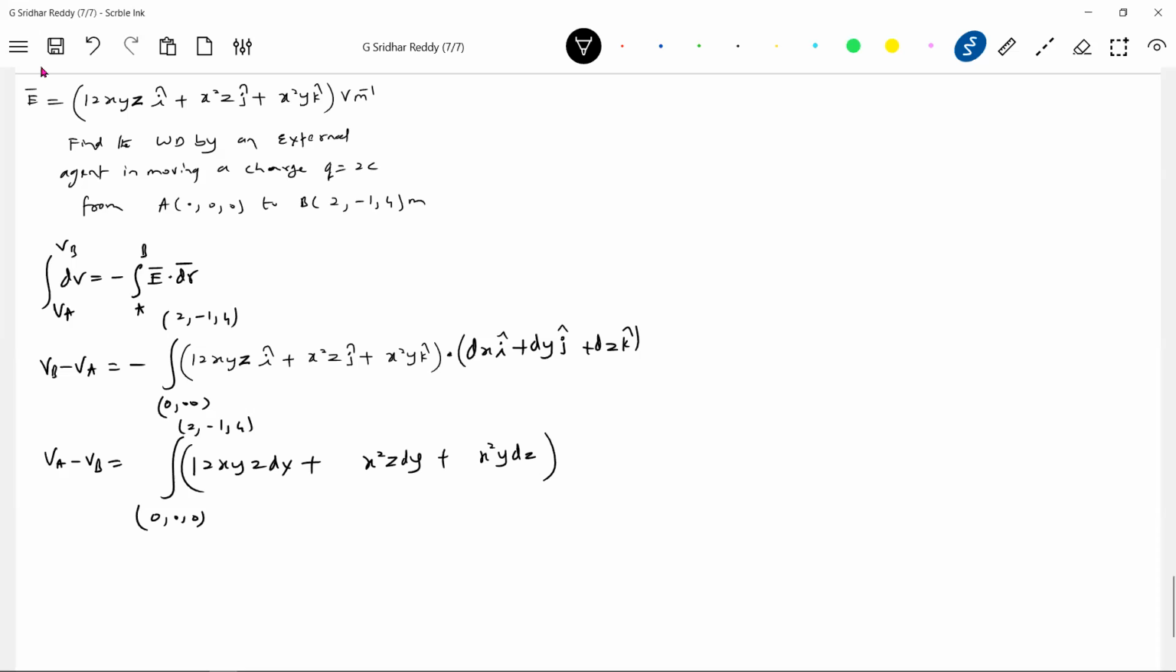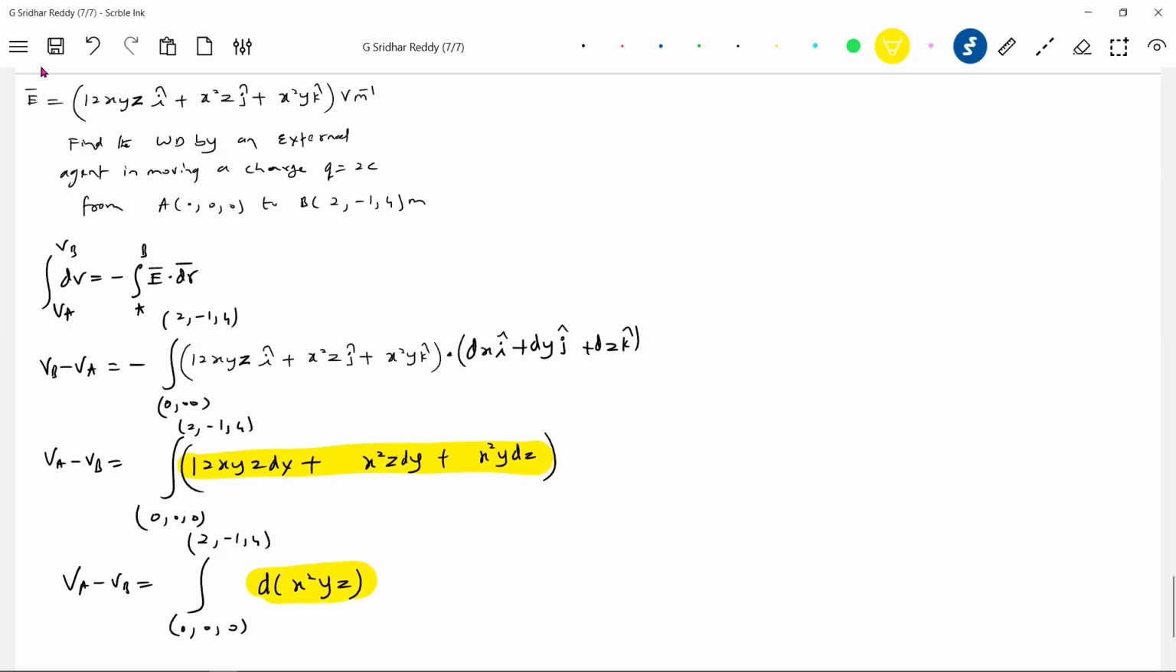Okay, now can I do anything with this bracket term? I'll search for a derivative. So x square yz, if I differentiate, what do I get? I'll get this entire, the whole bracket term. The whole of this will be given by this particular thing. See this, differentiate this x square yz, what will you get?